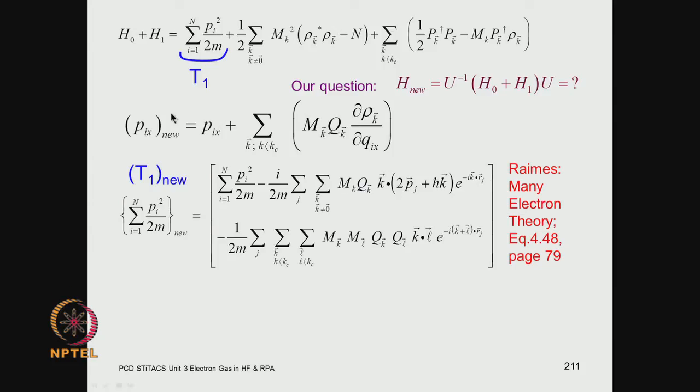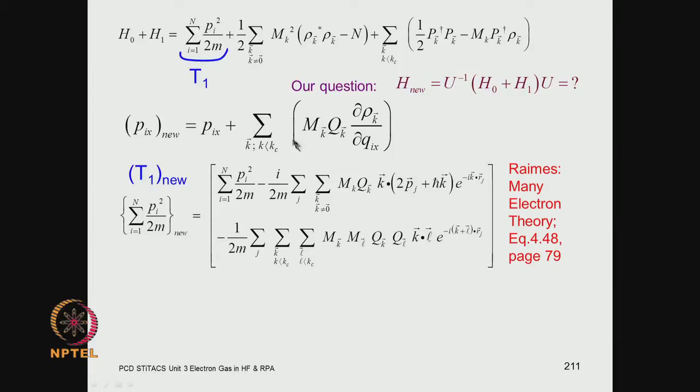So, this is how the lowercase momentum operators would transform. Okay, this we have seen already. We have seen that the coordinates do not transform, but the momentum operators do change under the unitary transformation, and the lowercase momentum transforms according to this relation, and therefore, you have to find how the term T1 will transform.